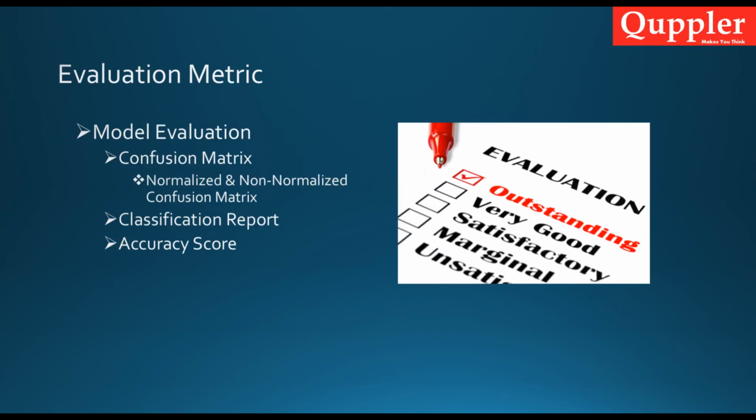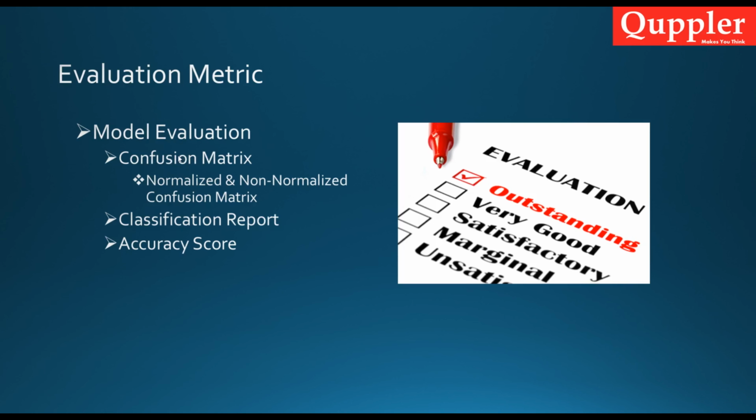Now, as far as accuracy is concerned, for determining the performance of the model, the evaluation metrics we have for this logistic regression are the confusion matrix, the classification report, and the accuracy score. Using all three, we can actually determine the performance and the accuracy of the model.